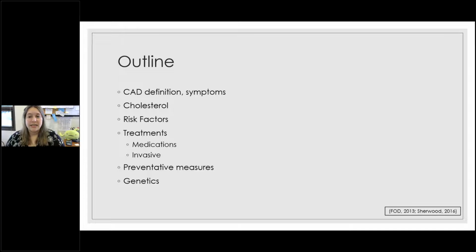Coronary artery disease is the leading killer of men and women around the world. It accounts for almost 50% of all deaths. Your genetics may play a role in CAD, so knowing what it is, what the symptoms are, and how your life would be affected by this disease is important.